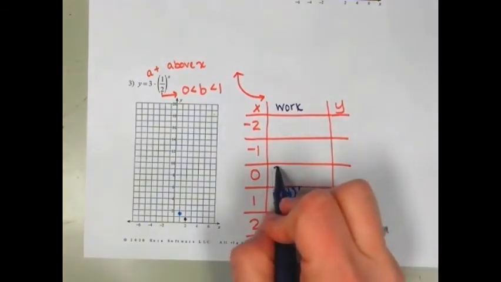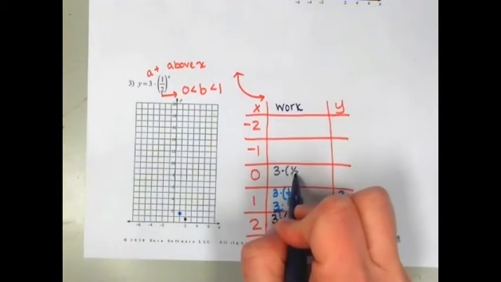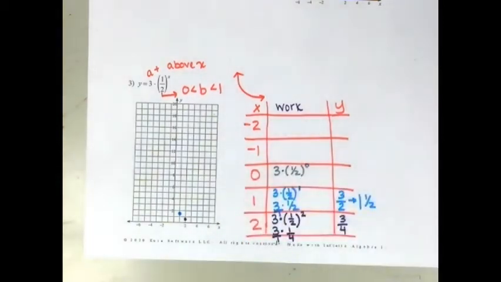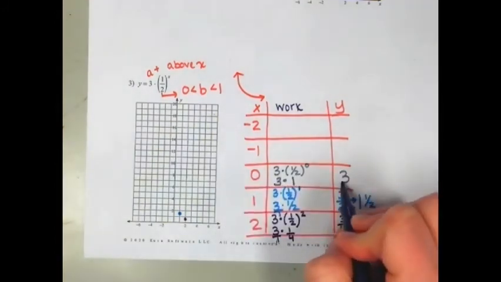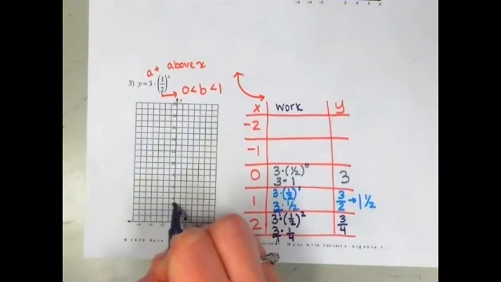0. 3 times 1/2 to the 0th power. What's anything to the 0th power? 1. And 3 times 1? So could I graph 0, 3? Okay.